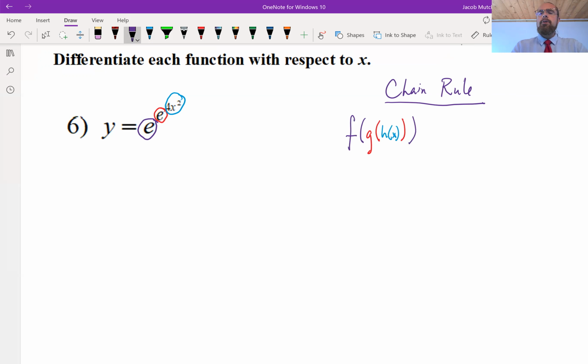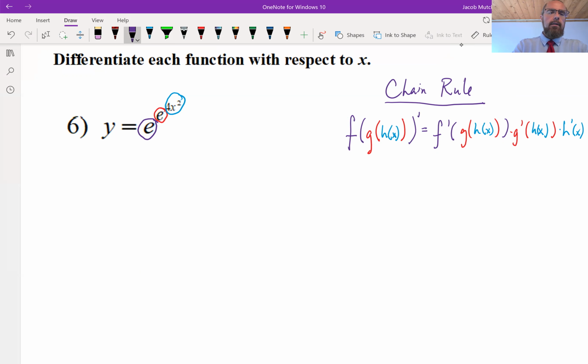So let's see how the chain rule would work for that threefold composition. So it's going to be the derivative of the f function without changing g of h of x. And then I need to take the derivative of g of h of x. So that's application of the chain rule a second time. So the derivative of g with h of x unchanged, but then again times the derivative of h. So that's our strategy for this function.